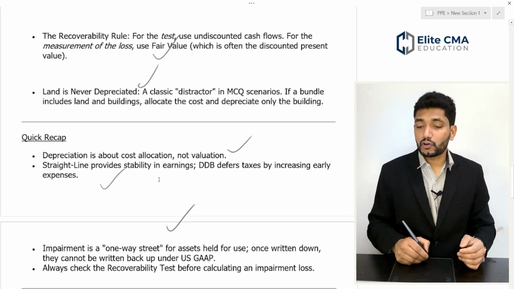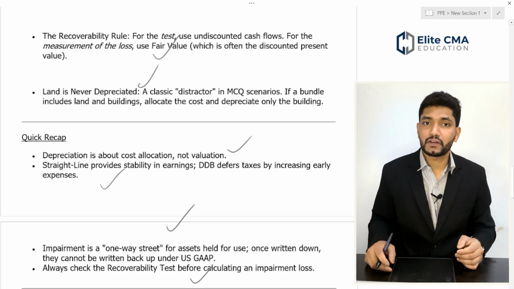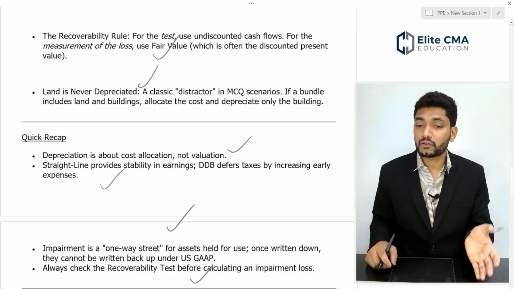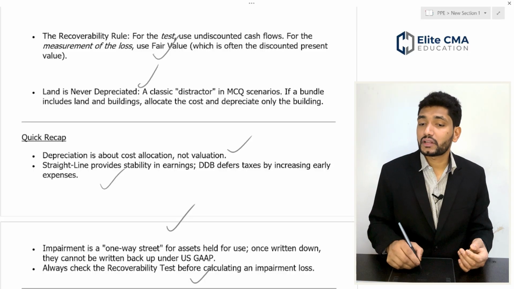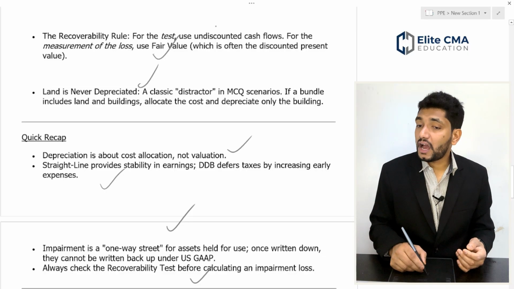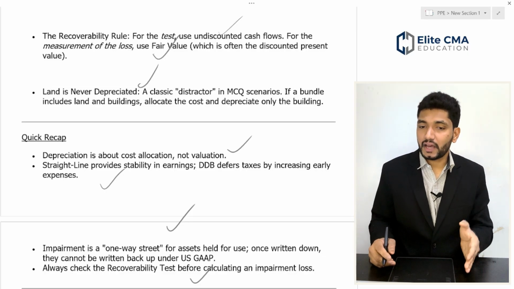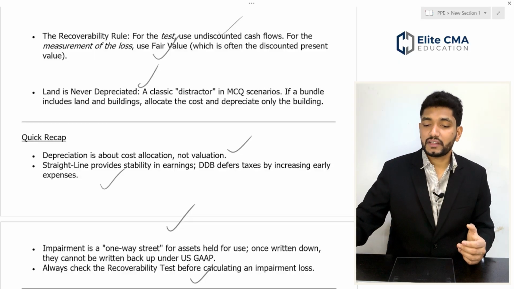Again, always do the recoverability test before calculating an impairment loss. You have to apply the recoverability rule before calculating the impairment loss. That means for the recoverability rule, you have to compare the undiscounted expected cash flow from the asset and the fair market value of the asset with the asset carrying value.